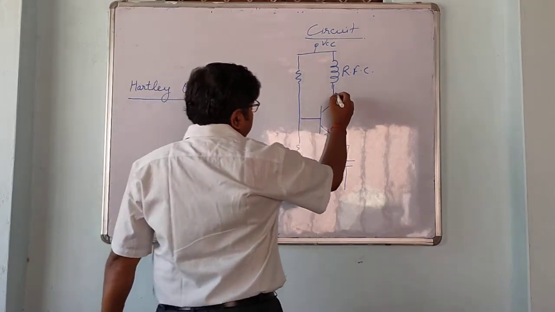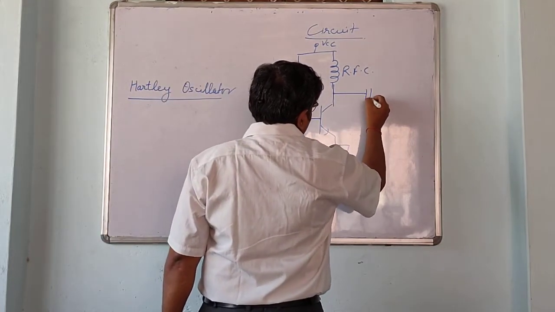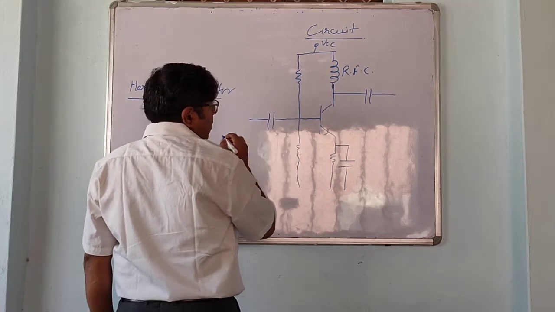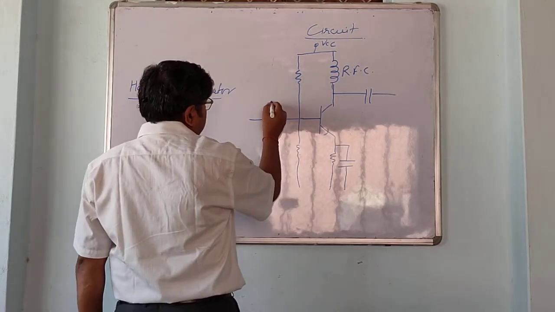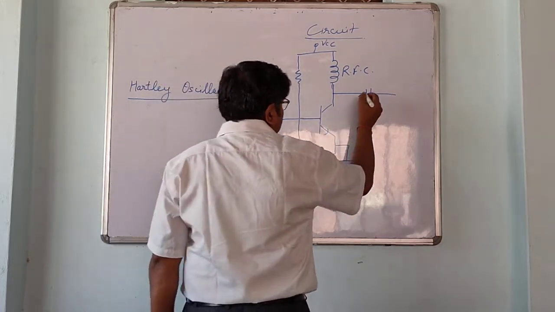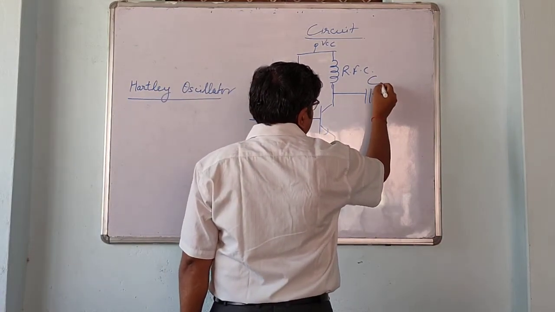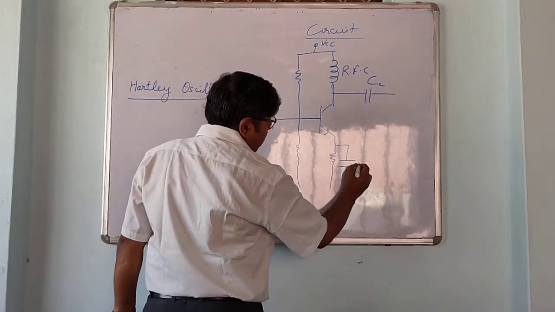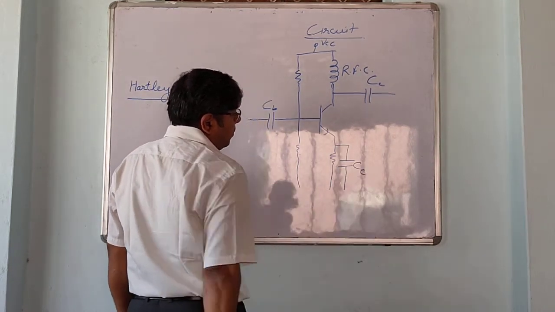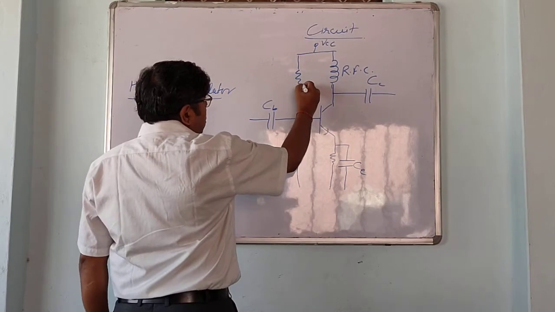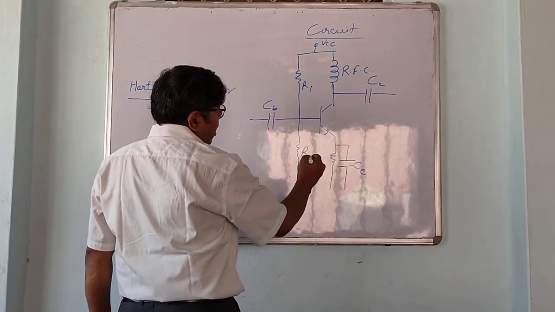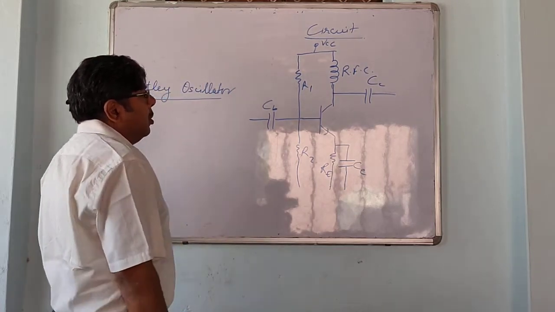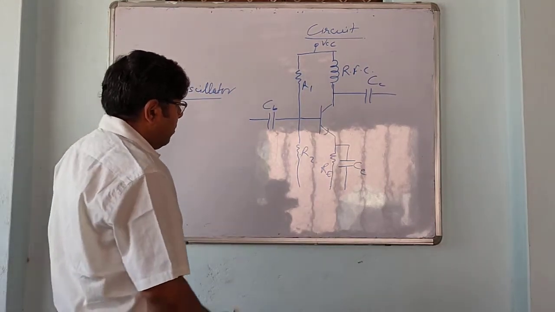And capacitors are present for coupling. At the base, suppose we are using CB. At the collector, suppose we are using CC. And at the emitter, this is CE. You can assume any values; suppose R1, R2 and RE are resistances. So this is the circuit for the basic amplifier.